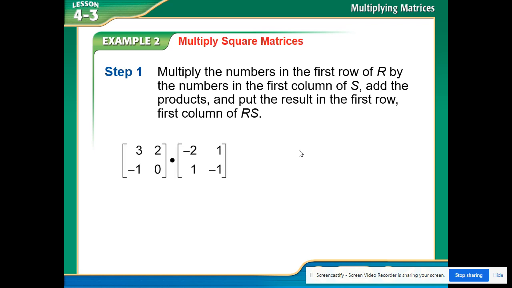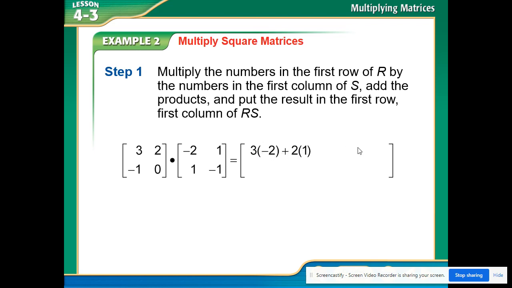So row 1 again is 3 and 2. If I'm looking at this first spot here, I have the 3 and the 2, and I put a plus in between them. Then I take the column here, -2 and 1. -2 goes with the 3 and 1 goes with the 2, the first number with the first and the second with the second. So 3 with -2 and 2 with 1, because this is row 1, column 1.